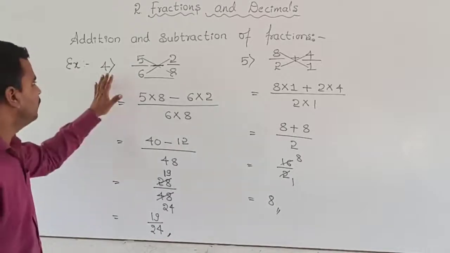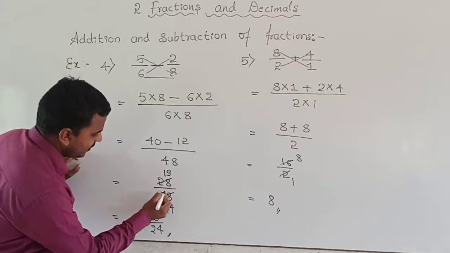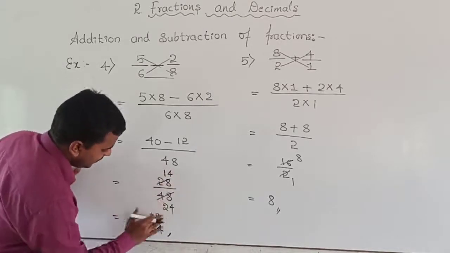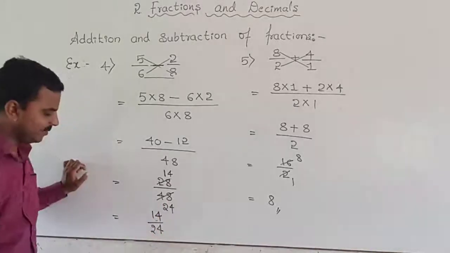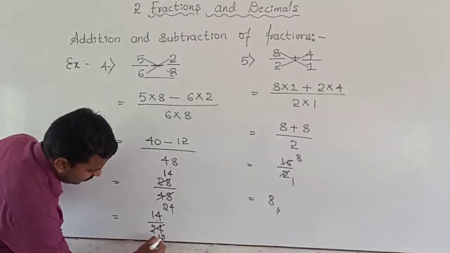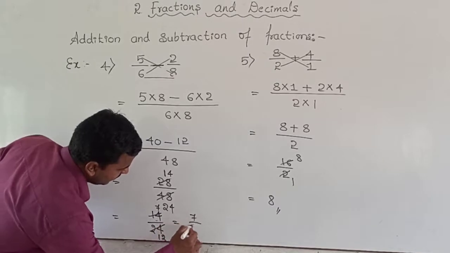Next, the sixth one. Okay, see, this is the fourth problem. Some small mistake is there. Now see this: 2 1s are 2 and 2 7s are 14, and it is 14 divided by 24, and this can be cancelled. 2 1s are 2, 2 2s are 4 and 2 7s are 14. That answer is 7 by 12.